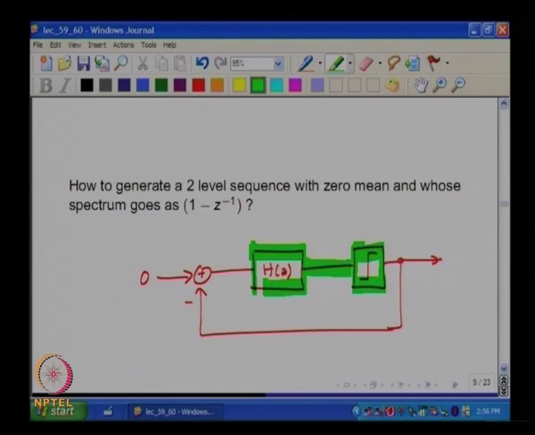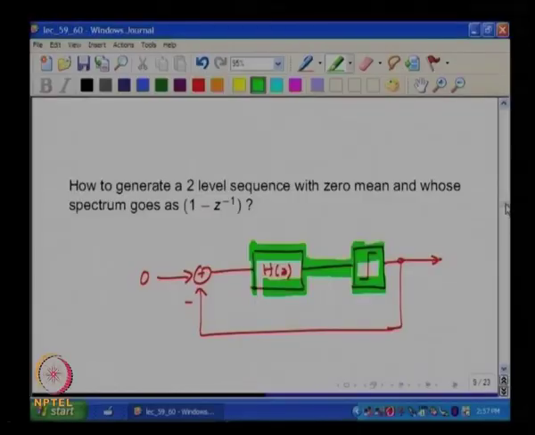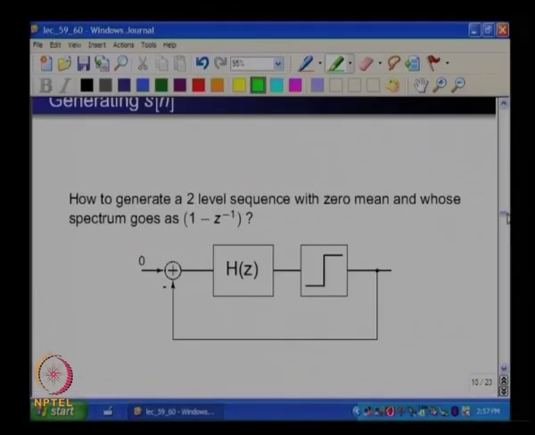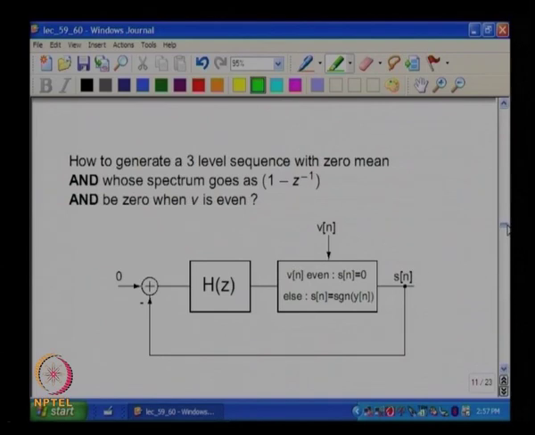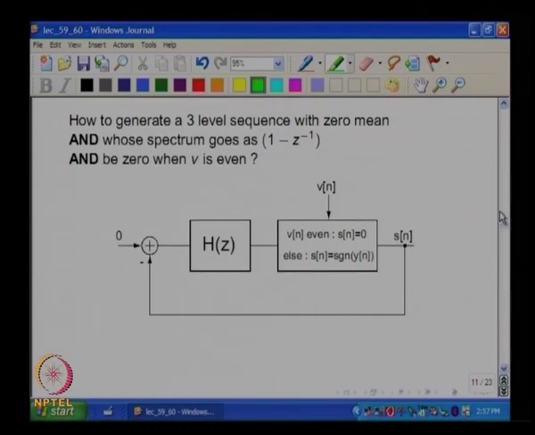If this loop is stable, the output sequence will have a spectral shape which is of the form 1 minus Z inverse. Does it make sense? Okay. Now, the next thing is to say, all right, now how will you generate?